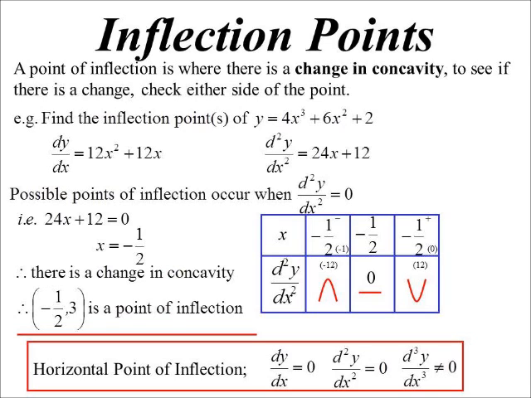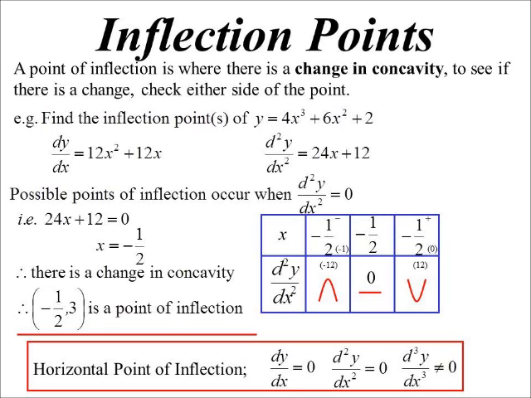So the tangent wouldn't be horizontal. So that would just be a point of inflection, not a horizontal point of inflection. So if you want to prove horizontal, you also need to confirm that the first derivative is equal to 0. First derivative is equal to 0, second derivative is equal to 0, third derivative is not equal to 0.